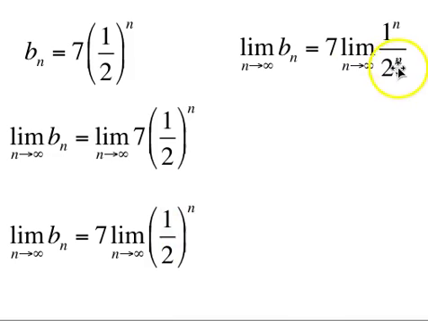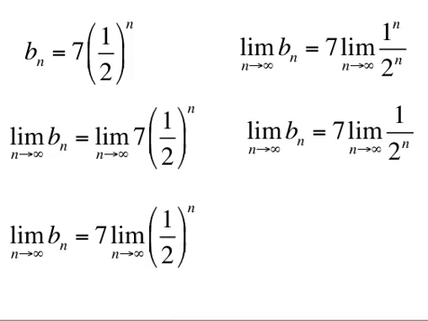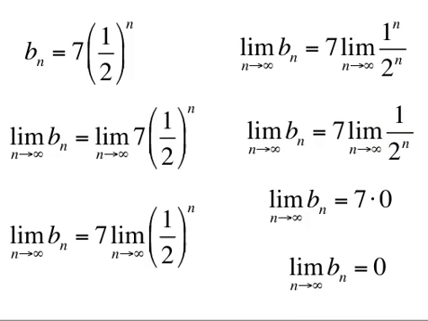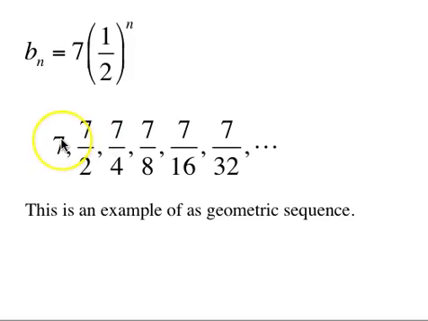So 1/2 to the n is 1 to the n over 2 to the n, but 1 to the n is just 1. So we get 7 times the limit as n goes to infinity of 1 over 2 to the n. Well, if n gets large, 2 to the n gets very large. 1 over a number getting increasingly large will give us a limit value of 0. So the limit as n goes to infinity of b sub n this time does equal 0. Our numbers get smaller and smaller, which is apparent here as we look at the elements of the sequence. Each number is half as large as the one before. So if you keep taking half of what you have, the limiting process is going to have to yield 0.